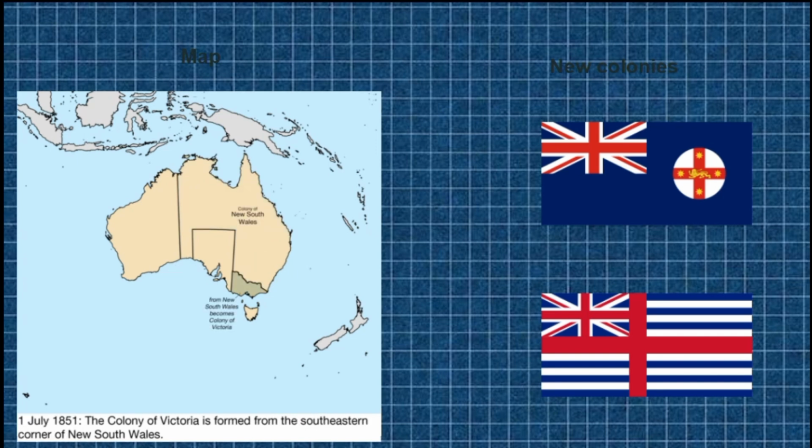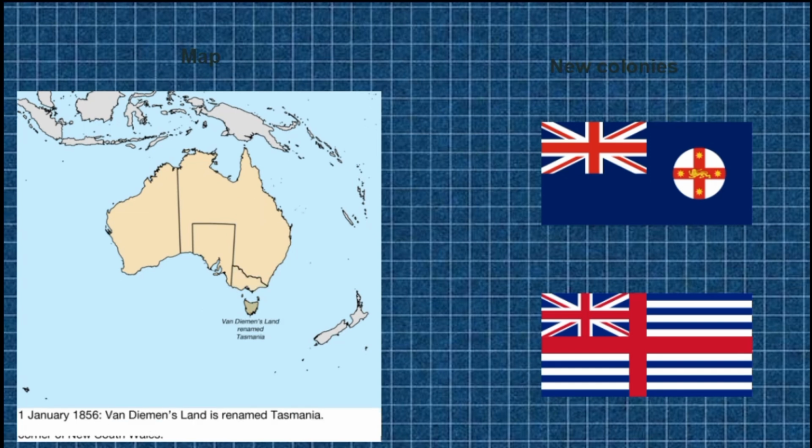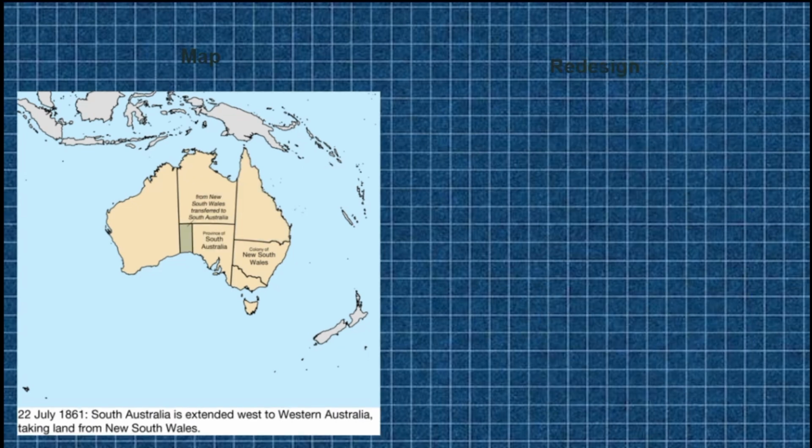The colony of Victoria is formed from the southeastern corner of New South Wales. Van Diemen's Land is renamed Tasmania. Norfolk Island split from Tasmania, becoming its own colony. The colony of Queensland is formed from the northeastern third of New South Wales. That was tiring. Okay, so from now on, we're just going to see mainly border changes.